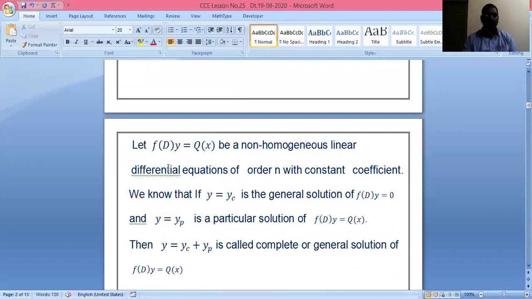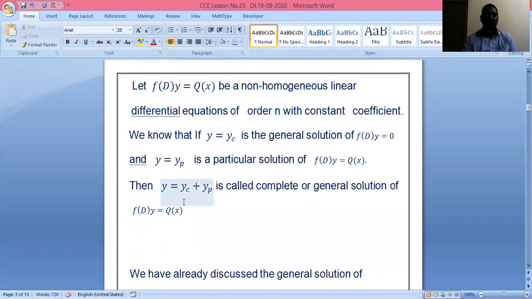Let f(D) y = Q(x) be a non-homogeneous linear differential equation of order n with constant coefficients. We know that if y = yc is the general solution of f(D) y = 0, and y = yp is a particular solution of f(D) y = Q(x), then y = yc + yp is called the complete or general solution of f(D) y = Q(x).